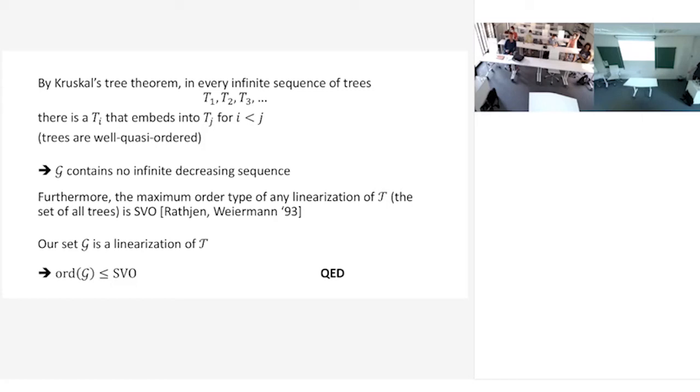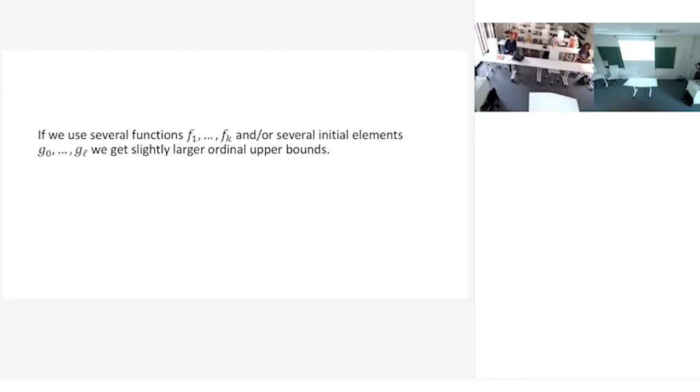And by the way, it's also unprovable not only in Peano Arithmetic, but in several natural theories that have importance below the small Veblen ordinal. And so then the question was whether with ordinals you can get higher. You can also use several functions or initial elements to get things a little higher.